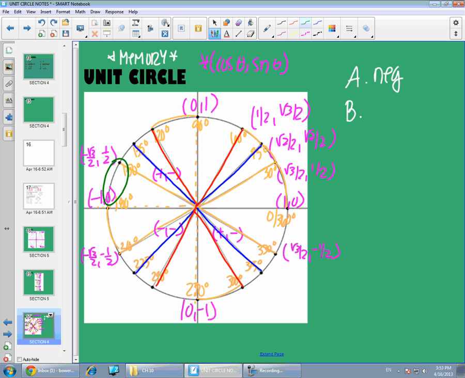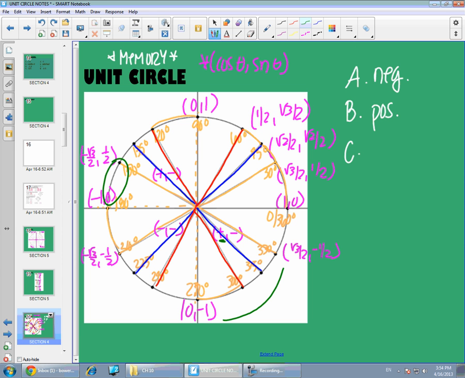Example B says cosine of 285, so you want to go find your quadrant. 285 would be somewhere over here because we start at 270 and end at 360. This is the fourth quadrant. The cosine over here is positive. Okay, so my answer here will be positive.